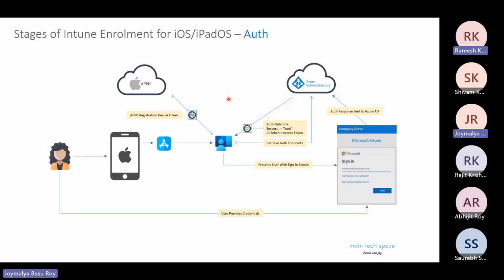Say your authentication is good, but you do not have an authorization, meaning you do not have a license. The authentication outcome that Azure Active Directory will send to company portal will help company portal deliver that error message to the device, that please check, you may not have a license assigned, or the device limit is reached, or things like that.